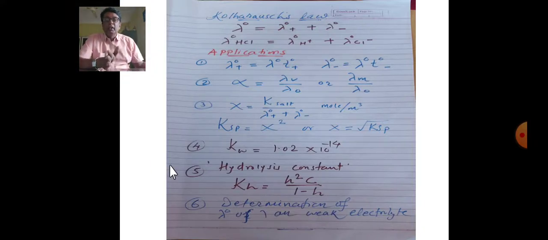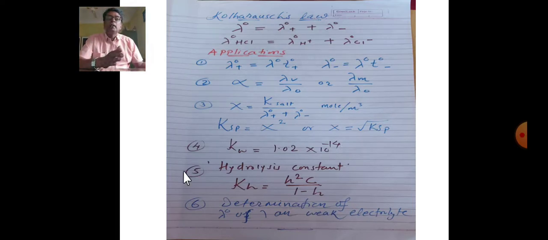The fourth application is to determine the ionic product of water. So Kw is equal to 1 into 10 raised to minus 14. You already know this. By applying Kohlrausch's law and by using the ionic conductance of H plus ions and OH minus ions, we can determine the ionic product of water. The remaining term is very negligible. So Kw is equal to 1 into 10 raised to minus 14. That is the ionic product of water.